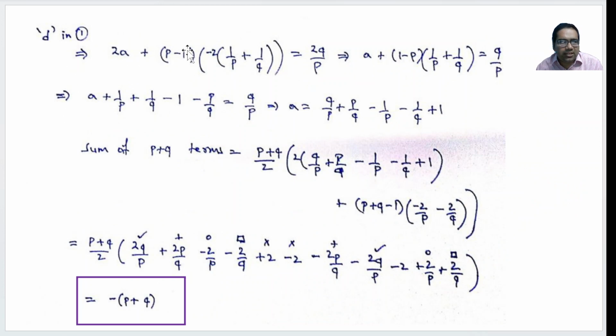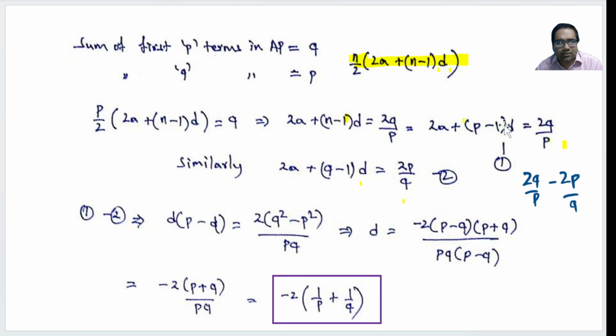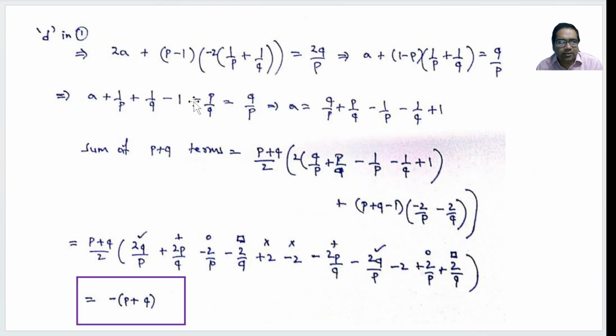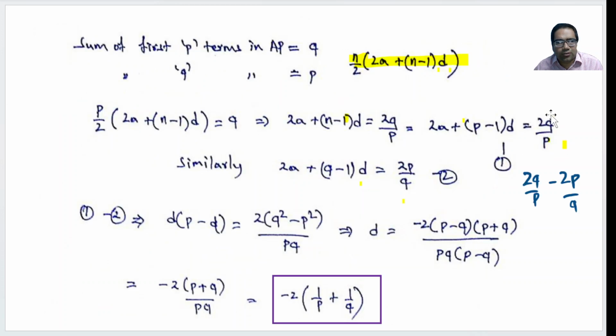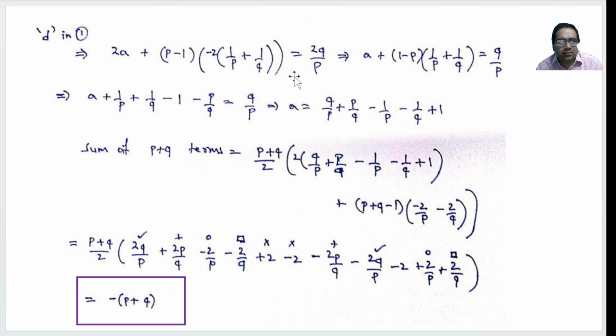2a plus n minus 1, which is the first equation. First equation is what? P minus 1 into d. What is d? Minus 2 into 1 by p plus 1 by q. Alright, this is d. 2a plus p minus 1 into d is equal to, what is first equation? First equation is 2q by p is equal to 2q by p.